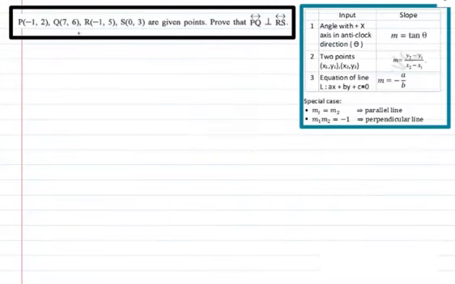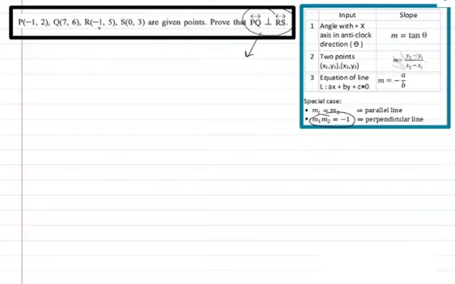We have 4 different points: P(-1, 2), Q(7, 6), R(-1, 5), S(0, 3), and we have to prove that line PQ is perpendicular to line RS. For proving this, we will use the slope of the lines, and we know that if lines are perpendicular, then their product of slopes will be -1.